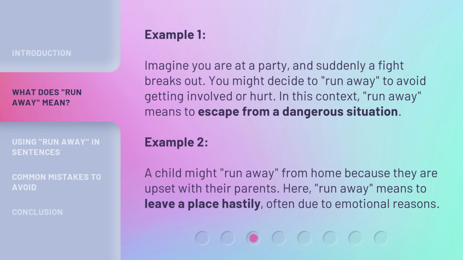Example 1. Imagine you are at a party, and suddenly a fight breaks out. You might decide to run away to avoid getting involved or hurt. In this context, run away means to escape from a dangerous situation. Example 2. A child might run away from home because they are upset with their parents. Here, run away means to leave a place hastily, often due to emotional reasons.